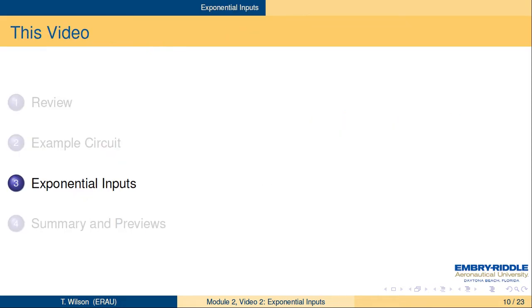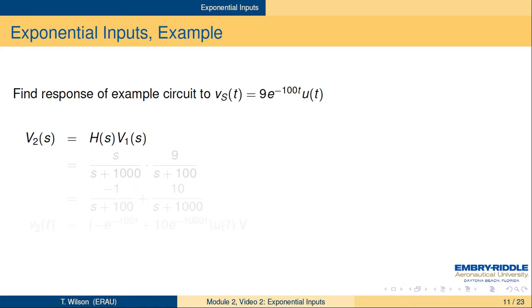Now let's consider the case of exponential inputs. Let's first work an example using the previous circuit. Let's suppose the input is 9 e to the minus 100t u of t. So to find the output, we multiply the transfer function times the S-domain input. That gives us the output in the S-domain, then we can inverse transform. So the transfer function was S over S plus 1,000. The input in the S-domain is 9, that's the amplitude, over S plus 100. That's the transform of e to the minus 100t.